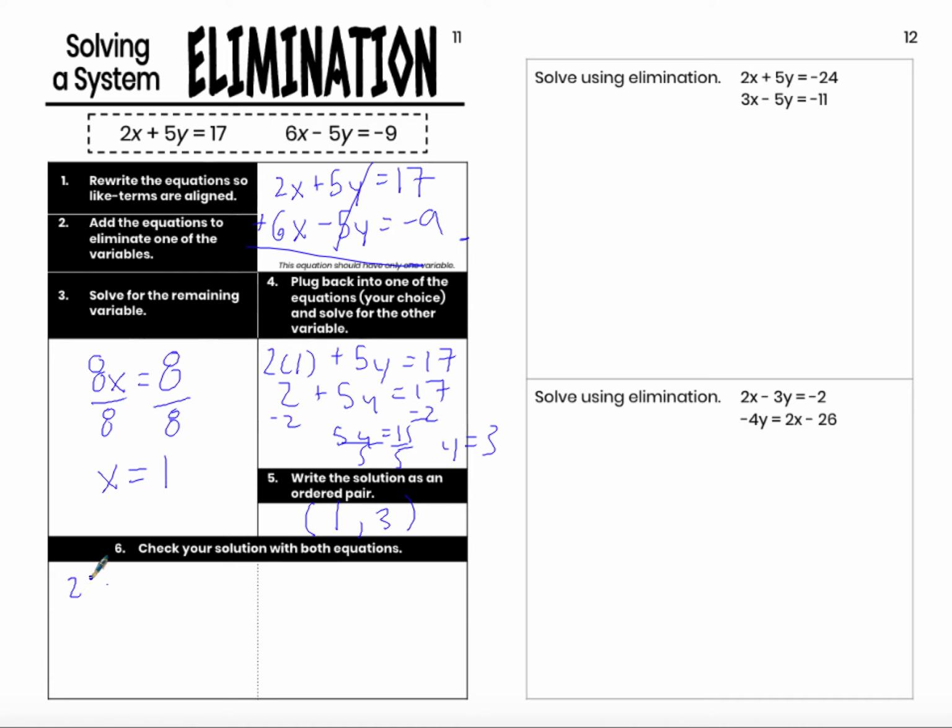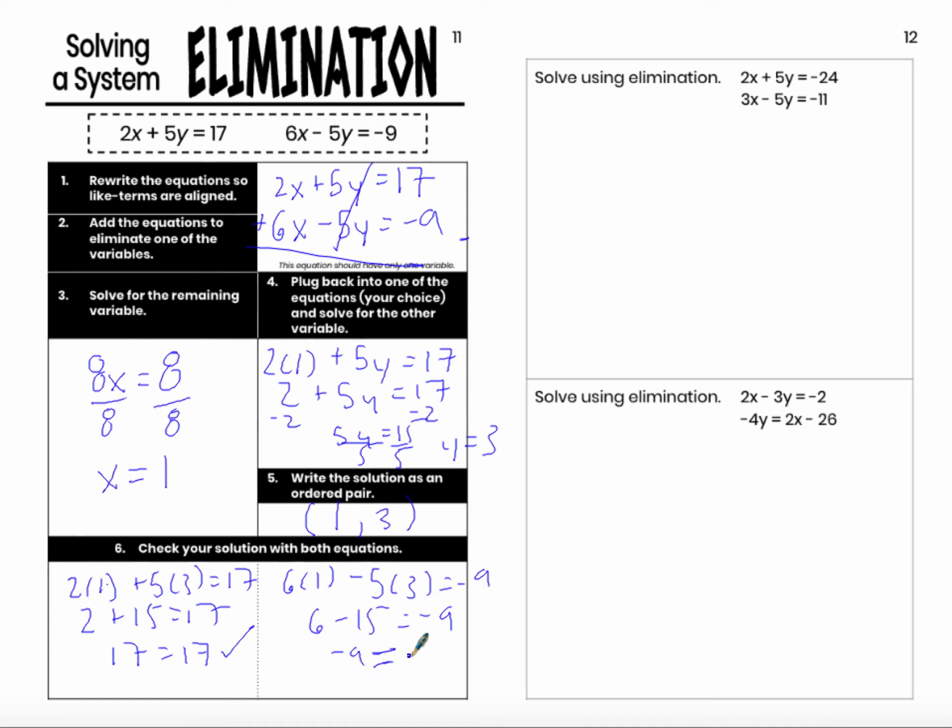Elimination has a lot of opportunities for error, so I would highly recommend, at least on assessments, that you always go ahead and plug your x and y back into your original equations and make sure that they check out. 6 minus 15 does equal negative 9. So that is the correct solution. X equals 1, y equals 3.